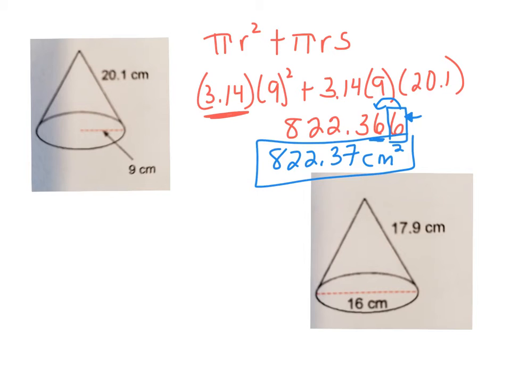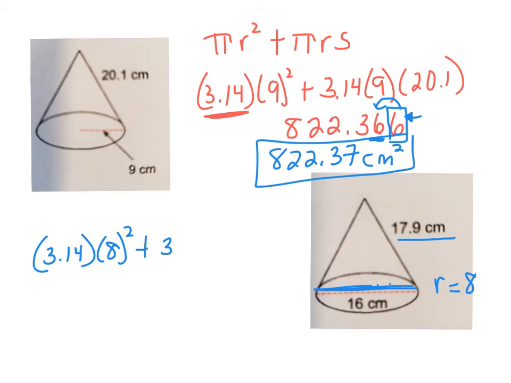Okay, this bottom cone, we have our slant height is 17.9 centimeters. Notice this time though, they gave us the diameter. That's the measure all the way across that circle. So our radius is going to be half of that, which is 4. All right, so then if we go to write out what we're going to plug into our calculator, it's 3.14, that's pi. Radius is 8 squared plus pi again, times the radius times our slant height. And again, grab calculator.